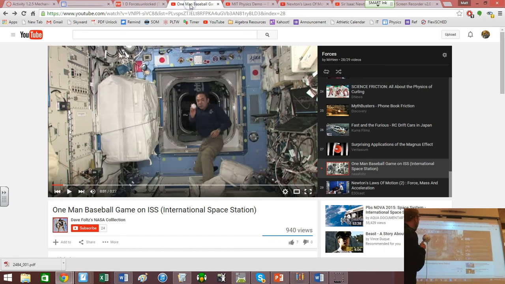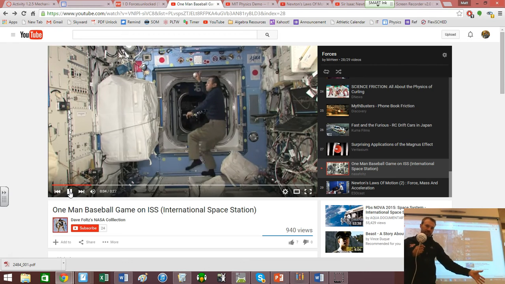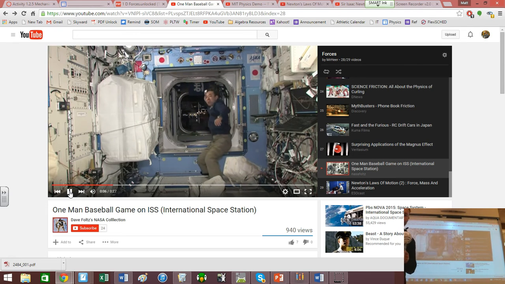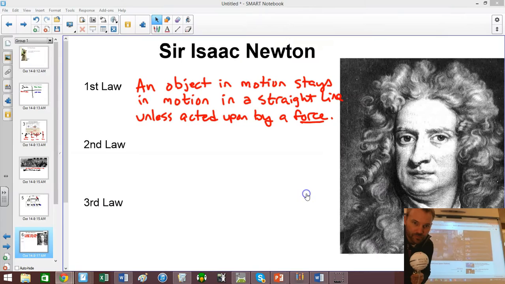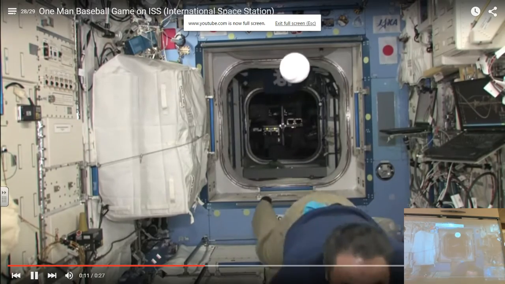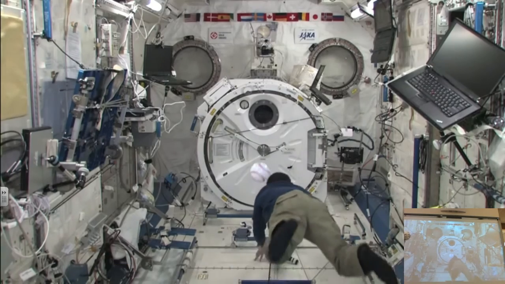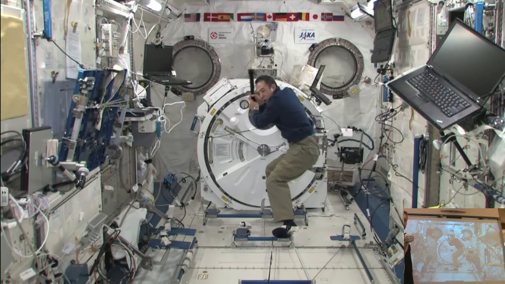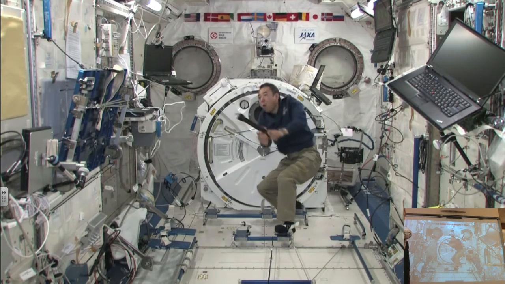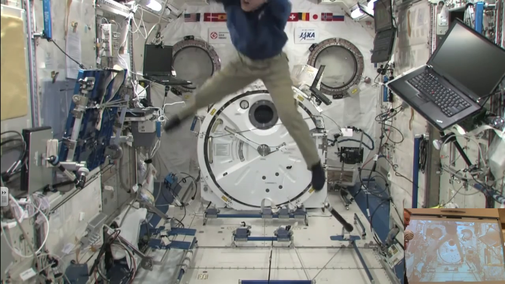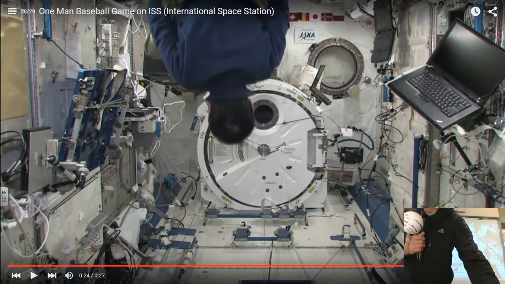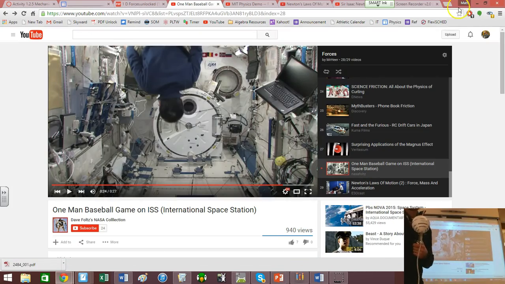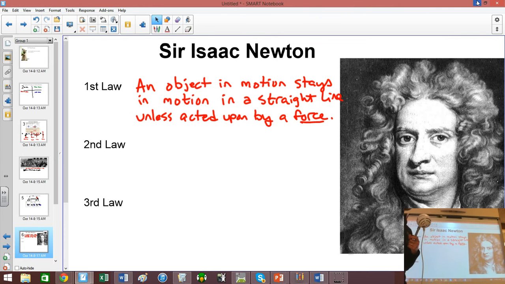I'm going to give you a cool little example of this. Up on the International Space Station, you can throw things in a perfectly straight line because there's microgravity up there. He's going to let go of this baseball, and you're going to see it moves in a perfectly straight line, not being affected by gravity. And he's going to hit it with his flashlight, it moves again in a straight line, he goes up, grabs it. Objects in motion stay in motion in a straight line unless acted upon by a force.